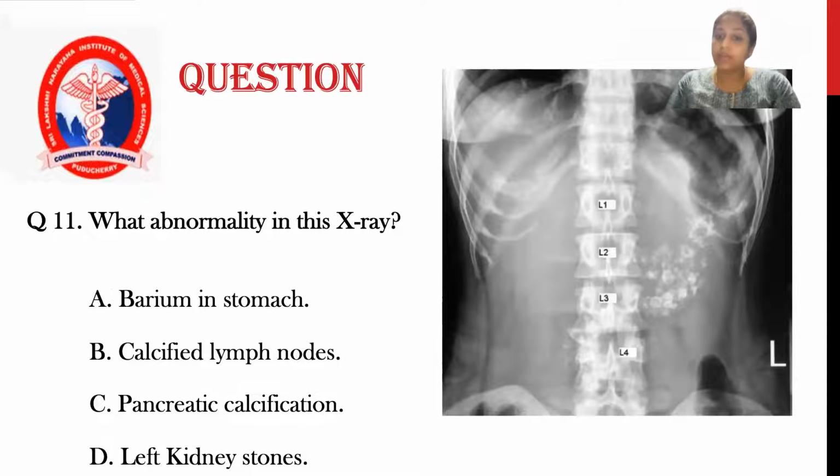Coming to this X-ray, what is obvious in this X-ray? Is it barium in the stomach? Is it calcified lymph nodes, pancreatic calcification, or left kidney stones?